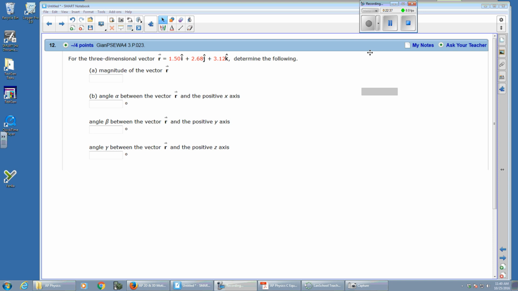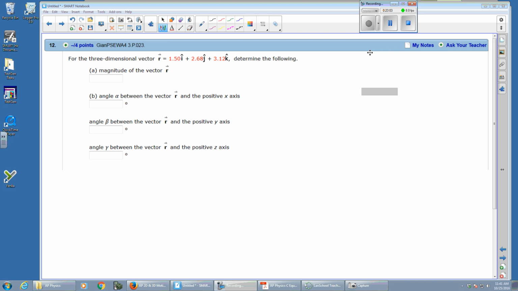All right, we're going to go for number 12. For the three-dimensional vector of this, determine the plot. Were you guys able to do the magnitude? Yeah, it's x squared plus y squared plus z squared, square rooted. The angle between the vector r and the positive x-axis. Okay.